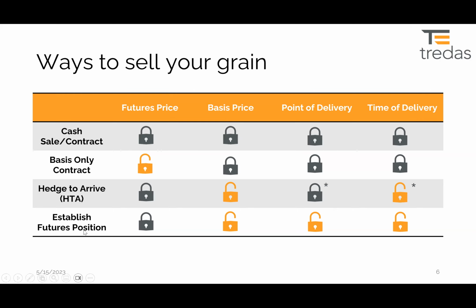The most efficient way to go about it would be to establish a futures position. So this is where we lock in a futures level at a price that makes sense for your operation. But we leave the basis open, we leave the delivery point open, and we leave the time of delivery open. So we've got ultimate flexibility to move the grain where we want to, when we want to, and at whatever basis level the market gives us in the future. But we've got a futures level locked in that makes sense for your operation.